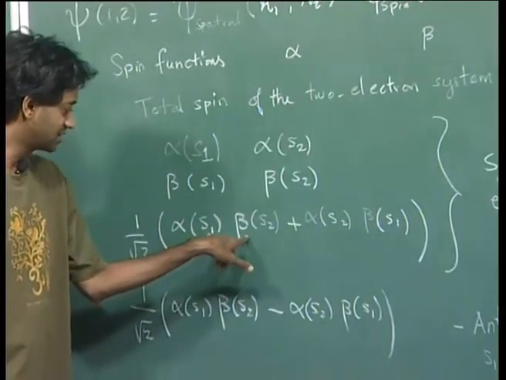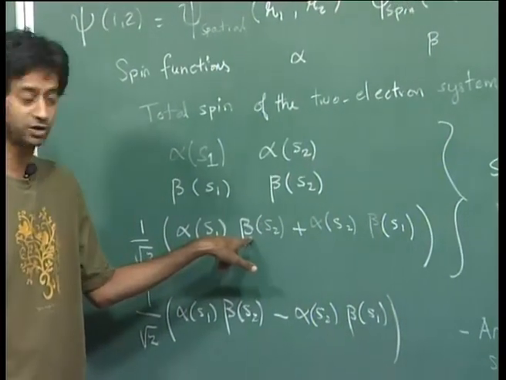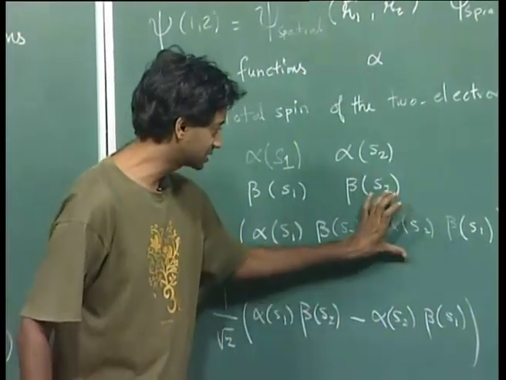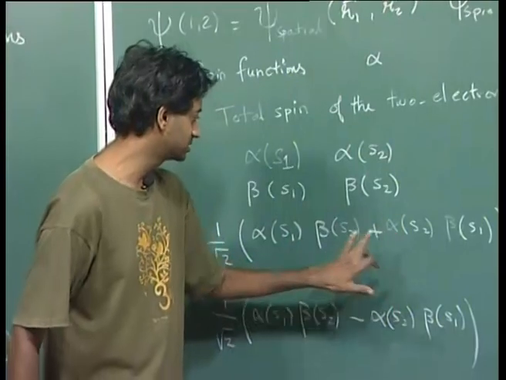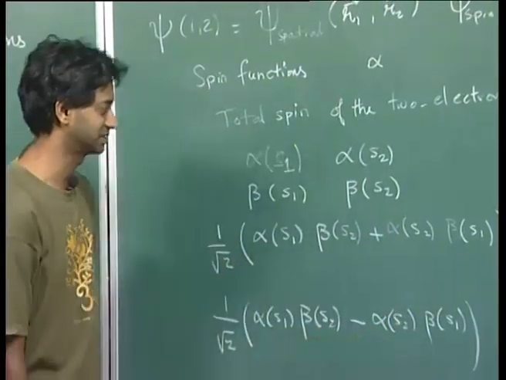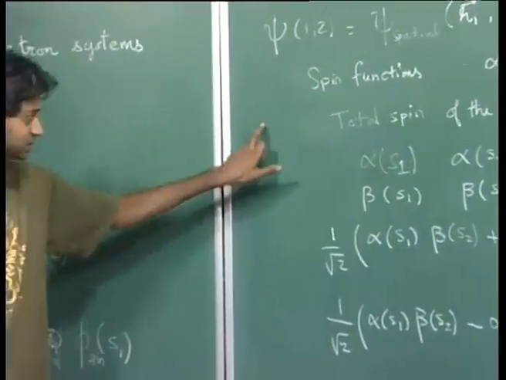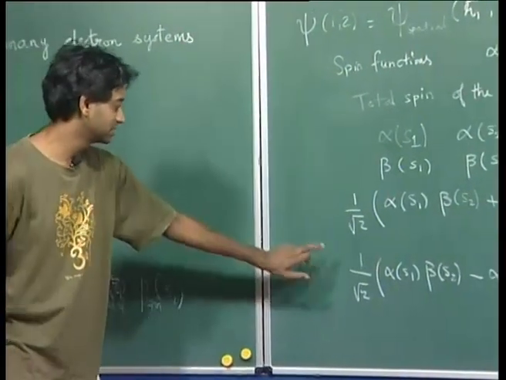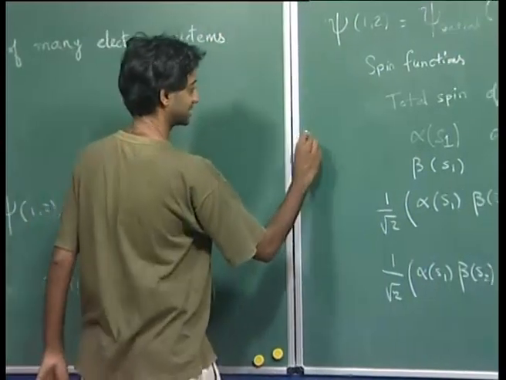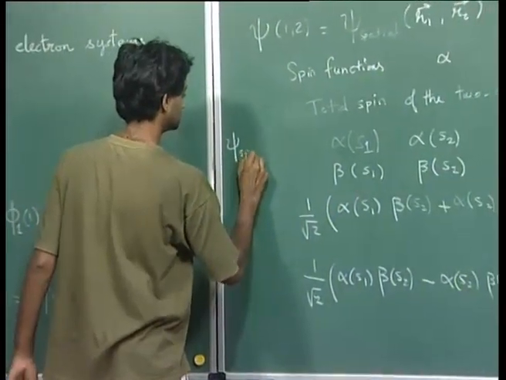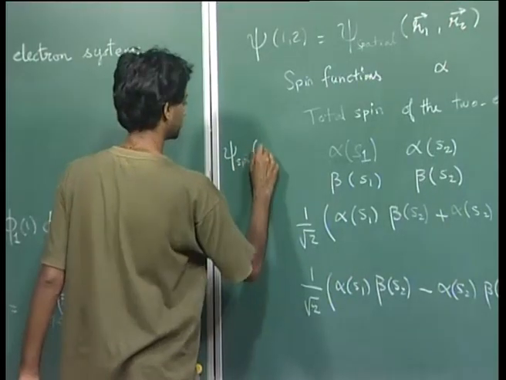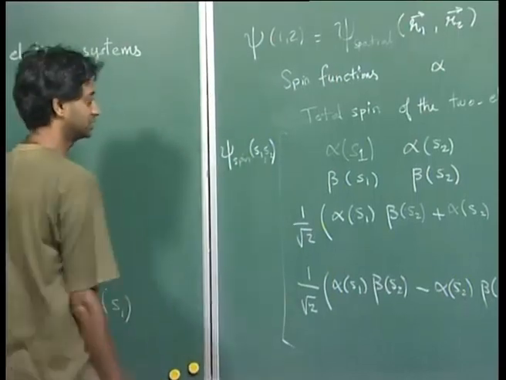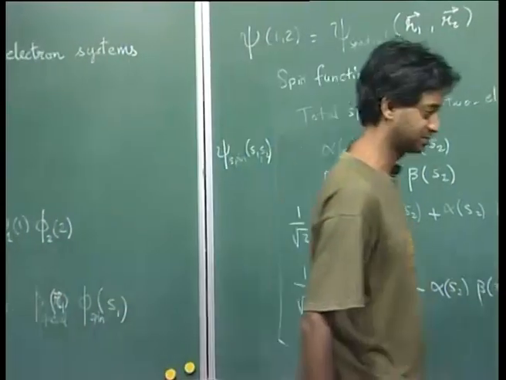We could not use this as a valid wave function because it is neither symmetric nor antisymmetric to exchange of S1 and S2. And so we had to construct two combinations, one which was symmetric and the other which is antisymmetric. So these are the four allowed spin functions. So the allowed spin functions are these four. So if you say psi spin of S1 S2 can take any of these values. So these are allowed values for psi spin of S1 and S2.